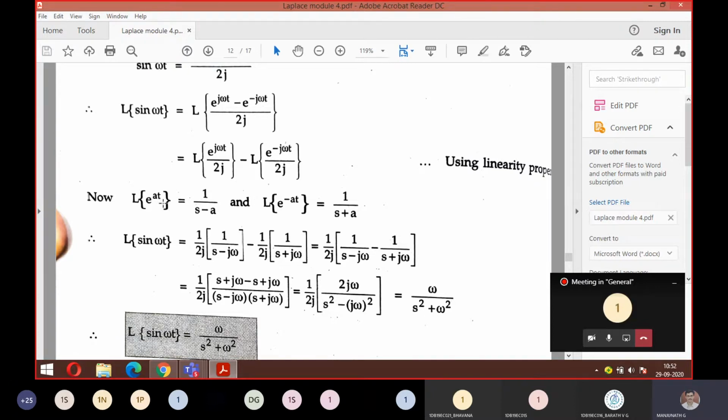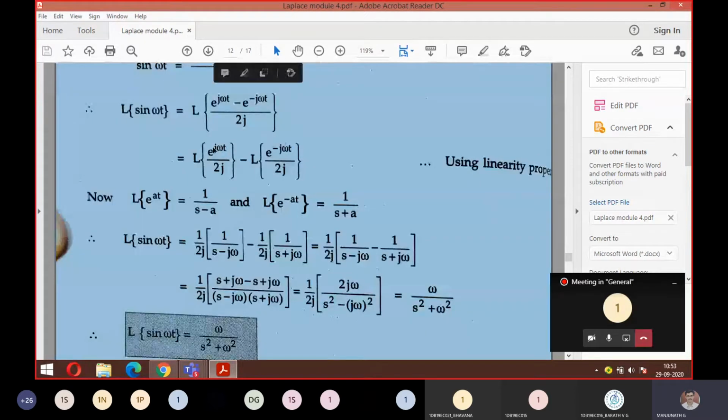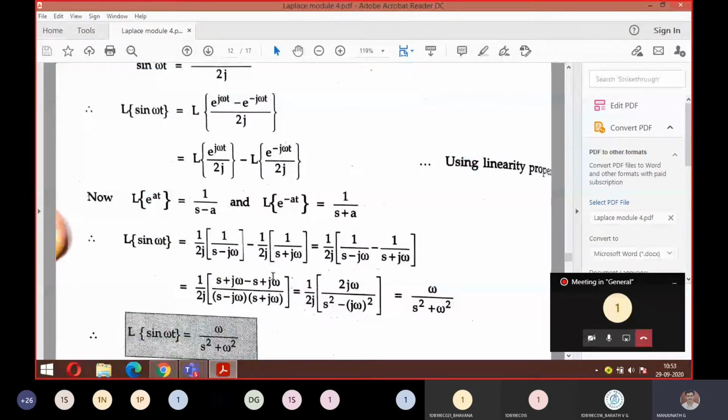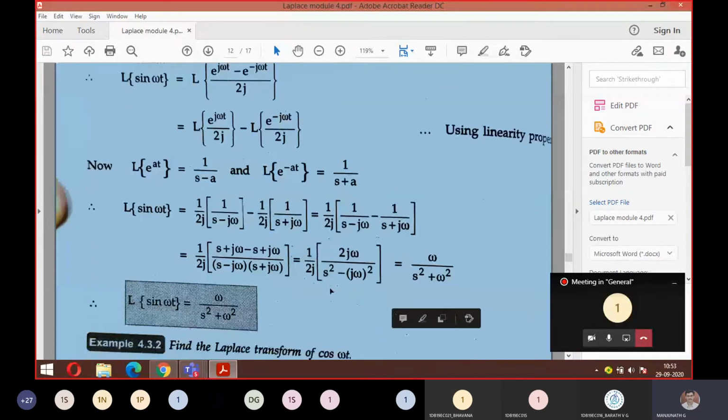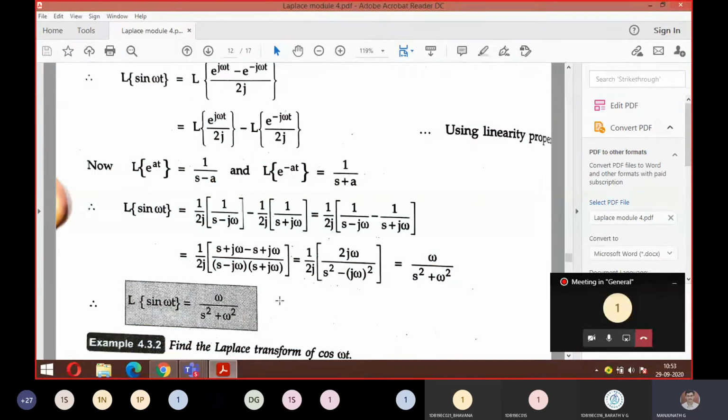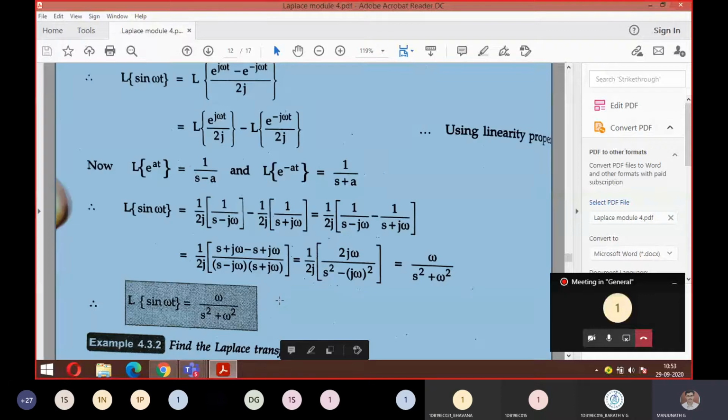For e power at, Laplace is 1 by s minus a, and for e power minus at it is 1 by s plus a. And from this, what is a? For this, a is equal to j omega t from the first one, and from the second one minus j omega t. Just substitute that and get the same answer. Is it the same answer you got? Omega by s square plus omega square is what you got, no? It's the same thing you will get.